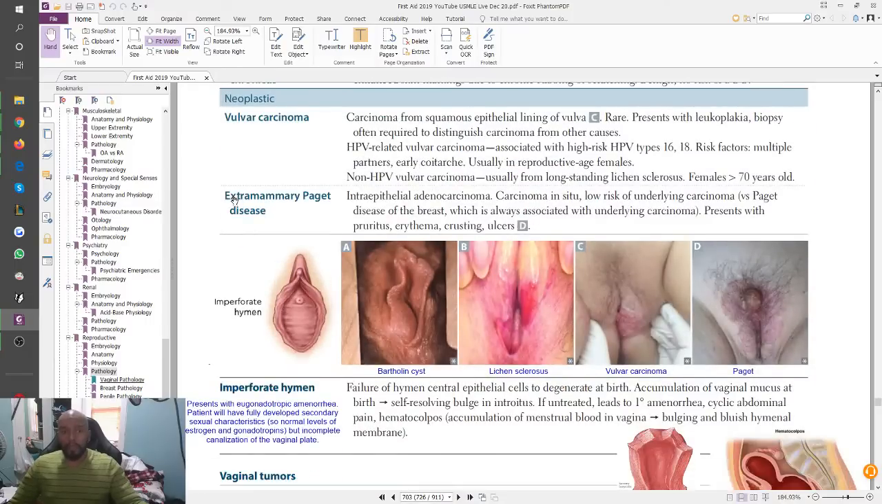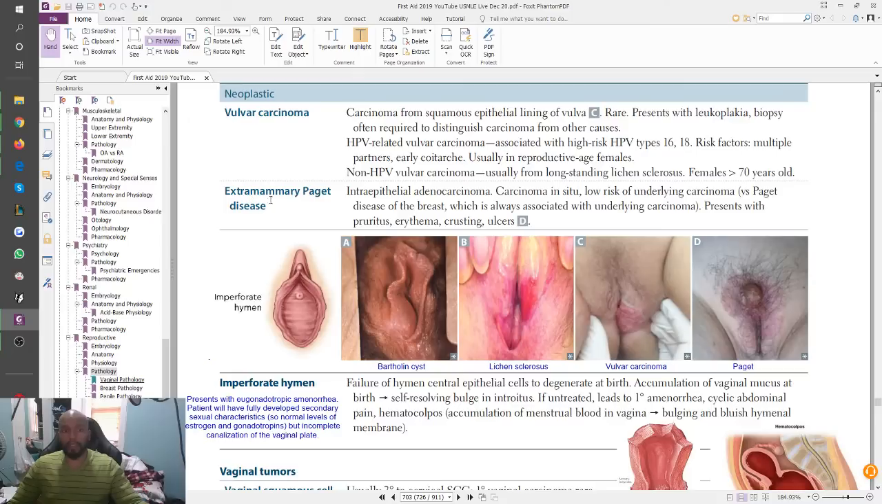The next half of this page talks about the neoplastic stuff, right? So vulvar carcinoma versus extramammary Paget disease. Paget always keeps popping up. There's going to be a Paget disease of the breast too. So vulvar carcinoma is a carcinoma from squamous epithelial lining of the vulva. It's rare, presents with leukoplakia, biopsy often required to distinguish carcinoma from other causes. HPV-related vulvar carcinoma or non-HPV vulvar carcinoma.